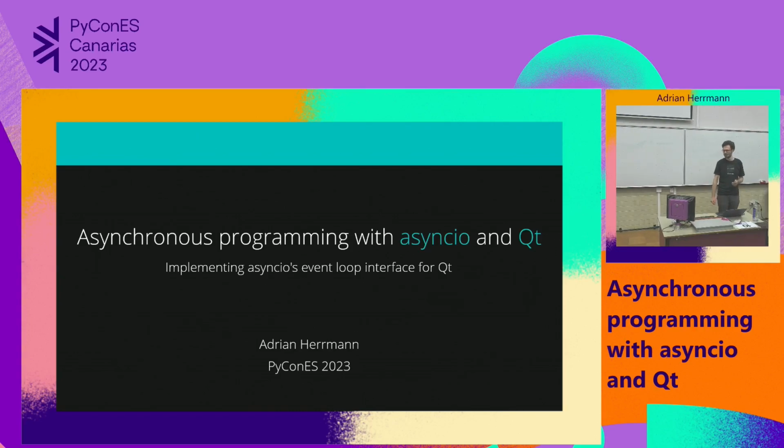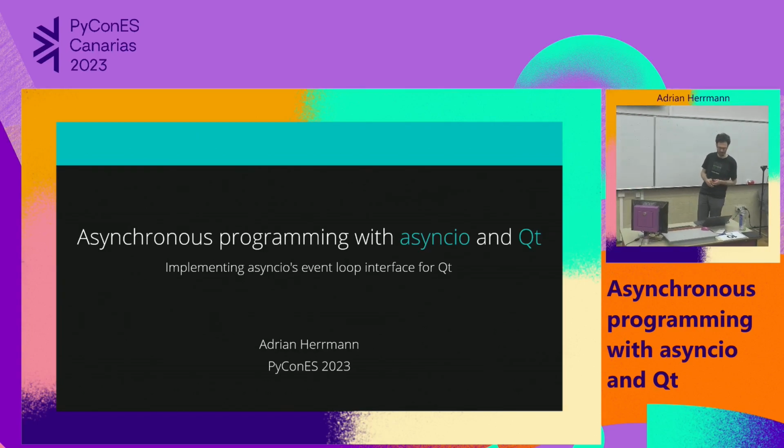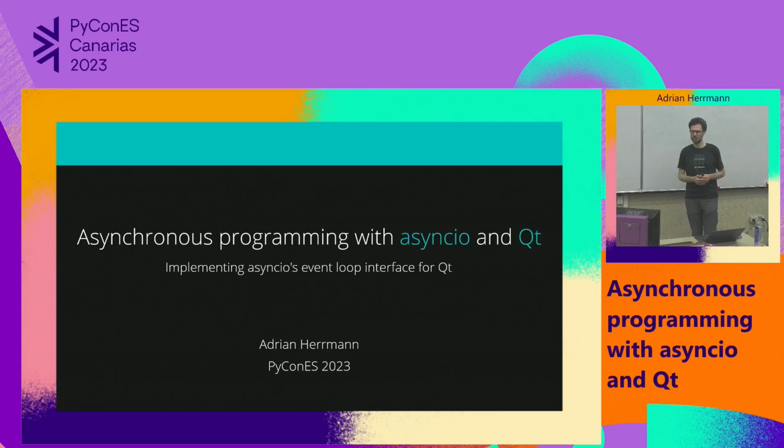All right, can you hear me? Okay. My first time speaking at a conference. Thank you for showing up, and also thanks, Alejandro, for the introduction. So I guess I'm Adrian. I work at the Qt company, as he said. I work in the Qt for Python team specifically. Today I'm going to talk about asynchronous programming with AsyncIO and Qt, and more specifically, I'm going to talk about implementing AsyncIO's event loop interface for Qt.